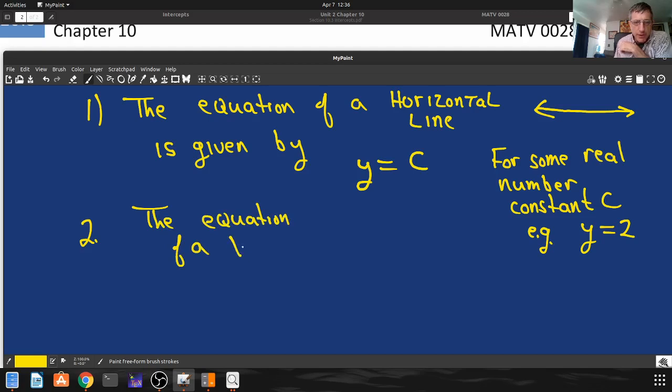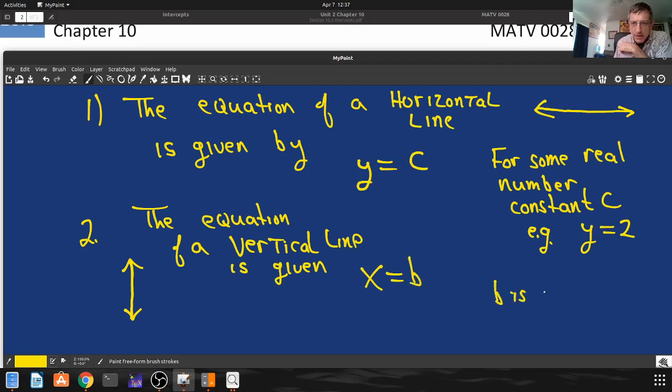The equation of a vertical line, so we're talking about lines that go straight up and down, is given by any equation that can be reduced to x is equal to b. In this case, b is also a numerical constant. I don't say real number constant, that's all you know about in this class. For example, x is equal to minus 1/2.